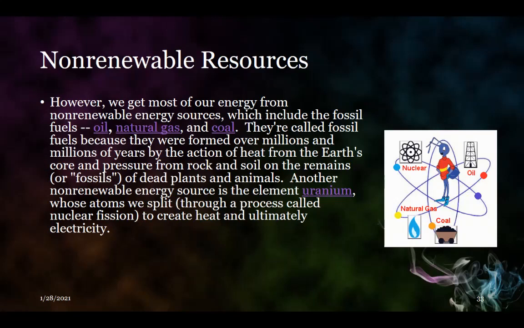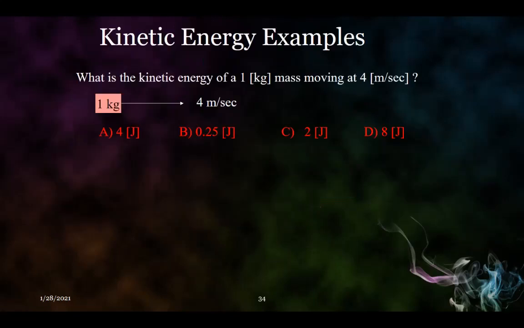Last thing for today, let's do a little bit of practice taking a look at kinetic energy. All right. So, what is the kinetic energy of a 1 kilogram mass moving at 4 meters per second? Okay, do you guys remember how to do this? Okay, so if we're looking at kinetic energy, the equation that we're going to use is KE equals 1 half mv squared. We've got our velocity here, we've got our mass here, so we simply have to solve.